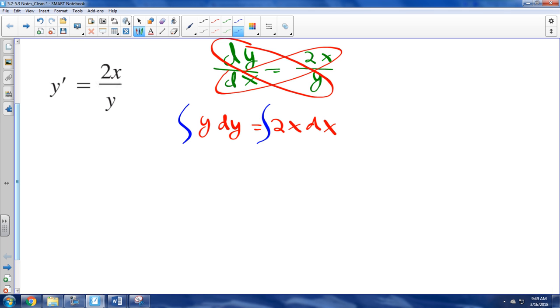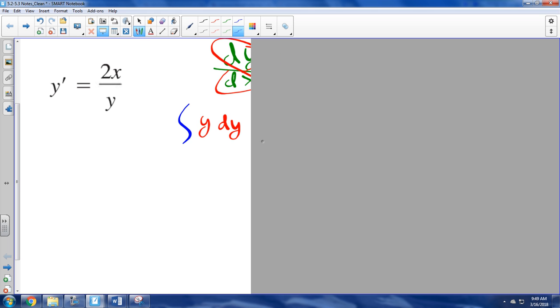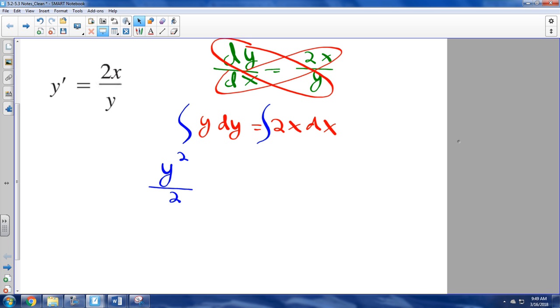This is our first issue, so we've got this. We've got to integrate both sides of this. So when we integrate this, it's easy. It's y squared over 2. We don't really need our plus c here yet, because we're going to put our plus c on the other side. And that's going to be equals x squared plus c.